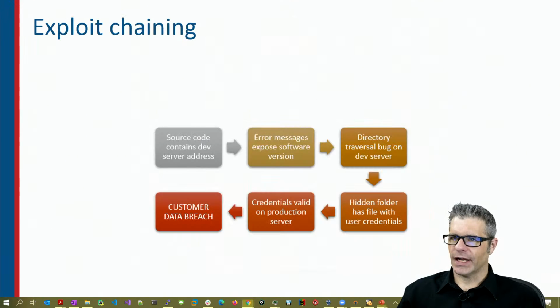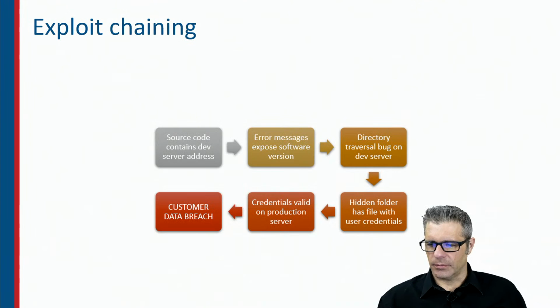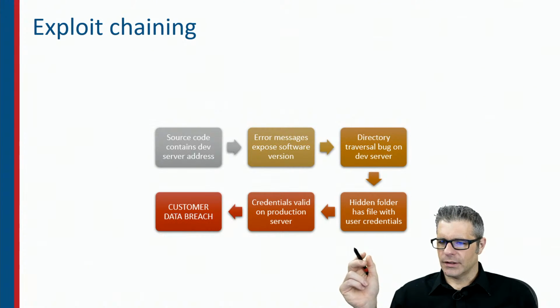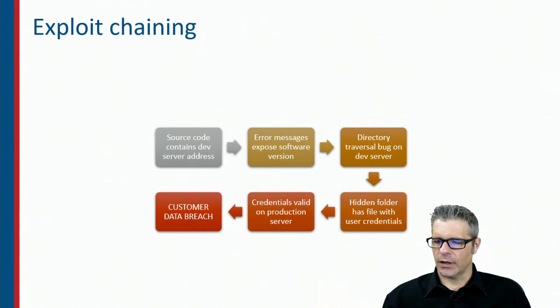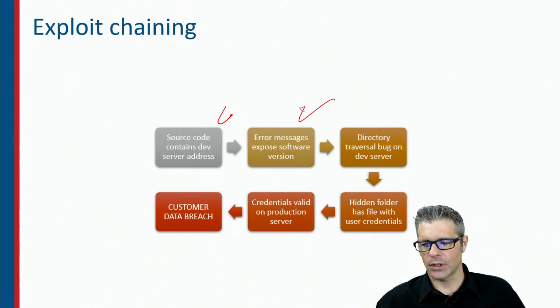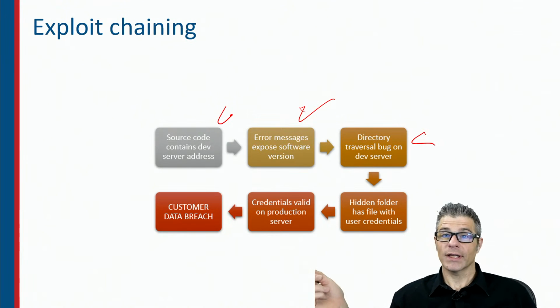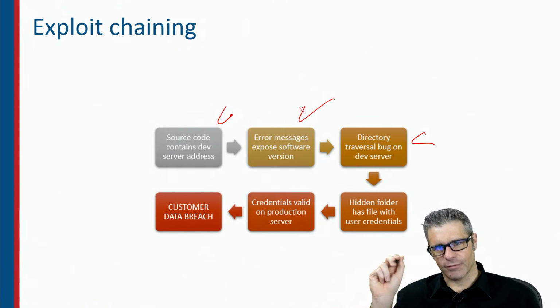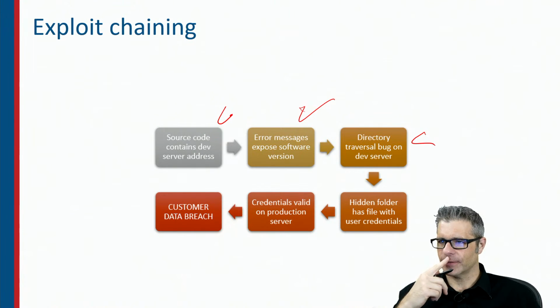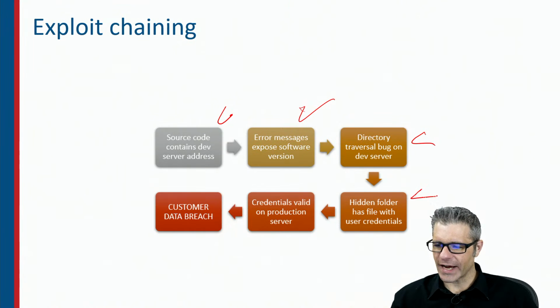And usually that means following a chain like this, where you've got some exploit somewhere. In this case, source code contains the dev server address. Now we know where the development server is, and we chain that to an error message that tells us what the software version is on that server. If we're really lucky, we find a 1990s-style directory traversal bug where we just have to do dot dot forward slash, and we're all of a sudden in a different directory. Inside, we use those to log into the production server, and voila, we've breached customer data.